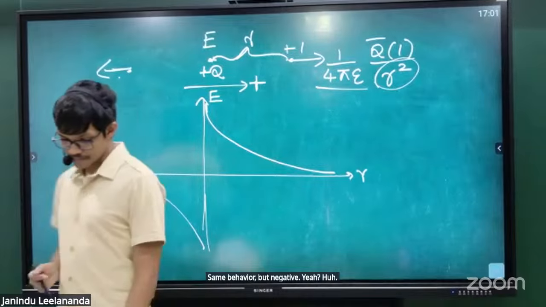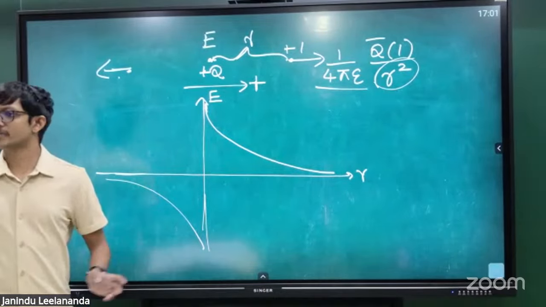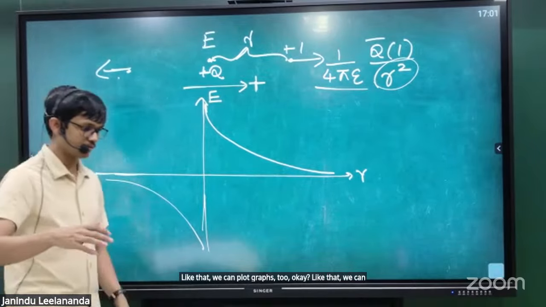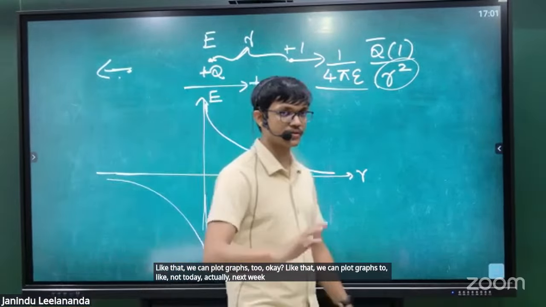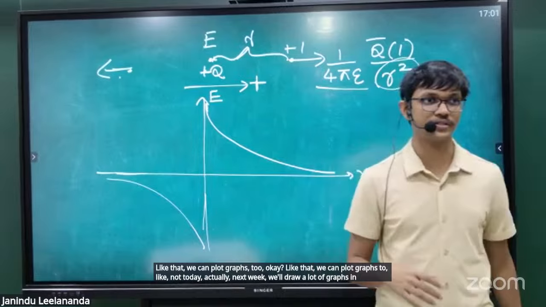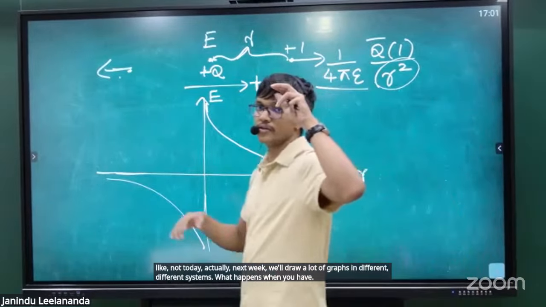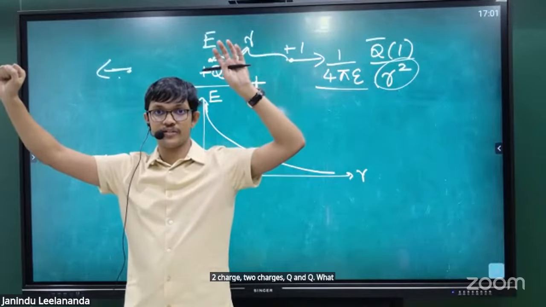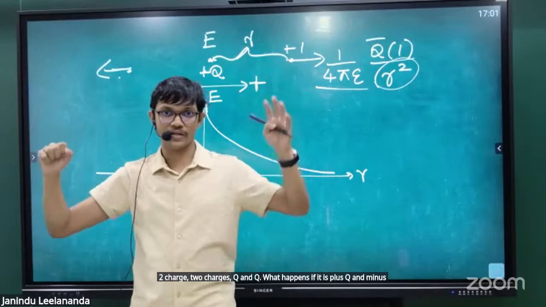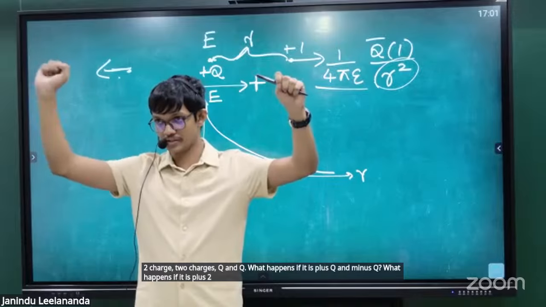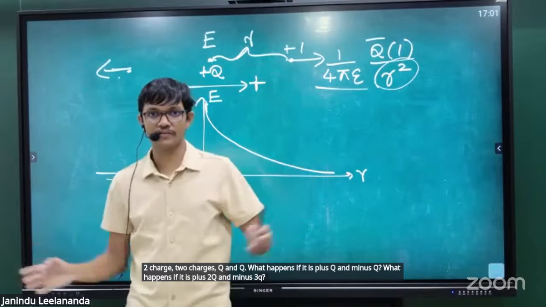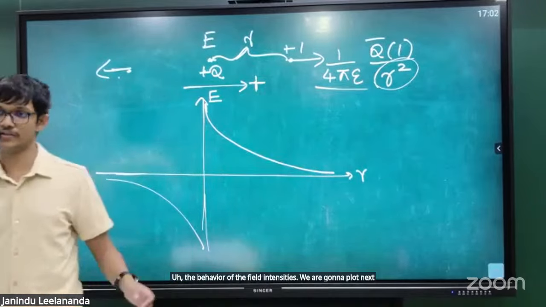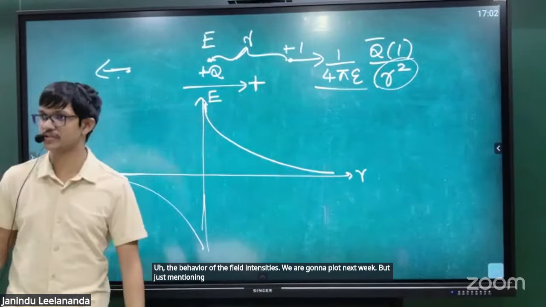Like that we can plot graphs too. Not today actually, next week we'll draw a lot of graphs in different systems. What happens when you have two charges q and q? What happens if it is plus q and minus q? What happens if it is plus 2q and minus 3q? The behavior of the field intensities we are going to plot next week. But just mentioning, it's just like gravitational fields.